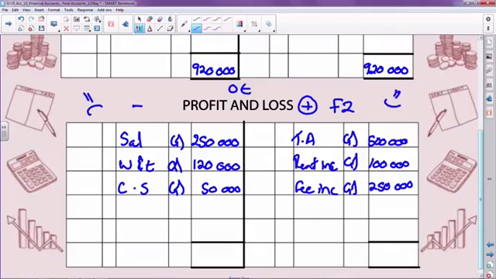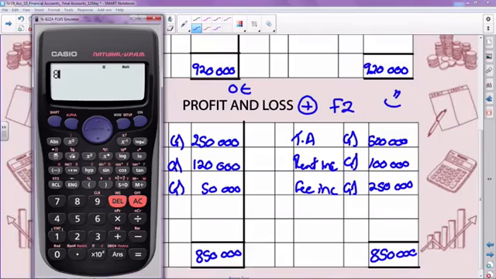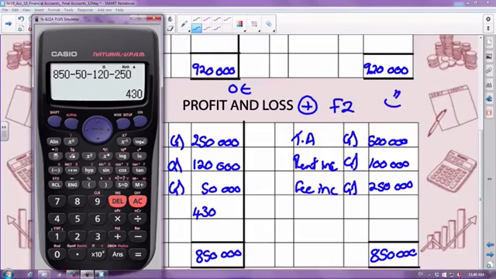Very easy. You can see that your credit side here is bigger than your debit side. Now, if you add it up, you'll have 500, 600, 700, 850,000, as you can see. And now, what do I do with this 850? I take it over to the other side. I say 850,000. And now, I need to take this 850 and minus. So I say 850,000 minus 50 minus 120 and then minus another 250. And then you will see that you will get 430,000.